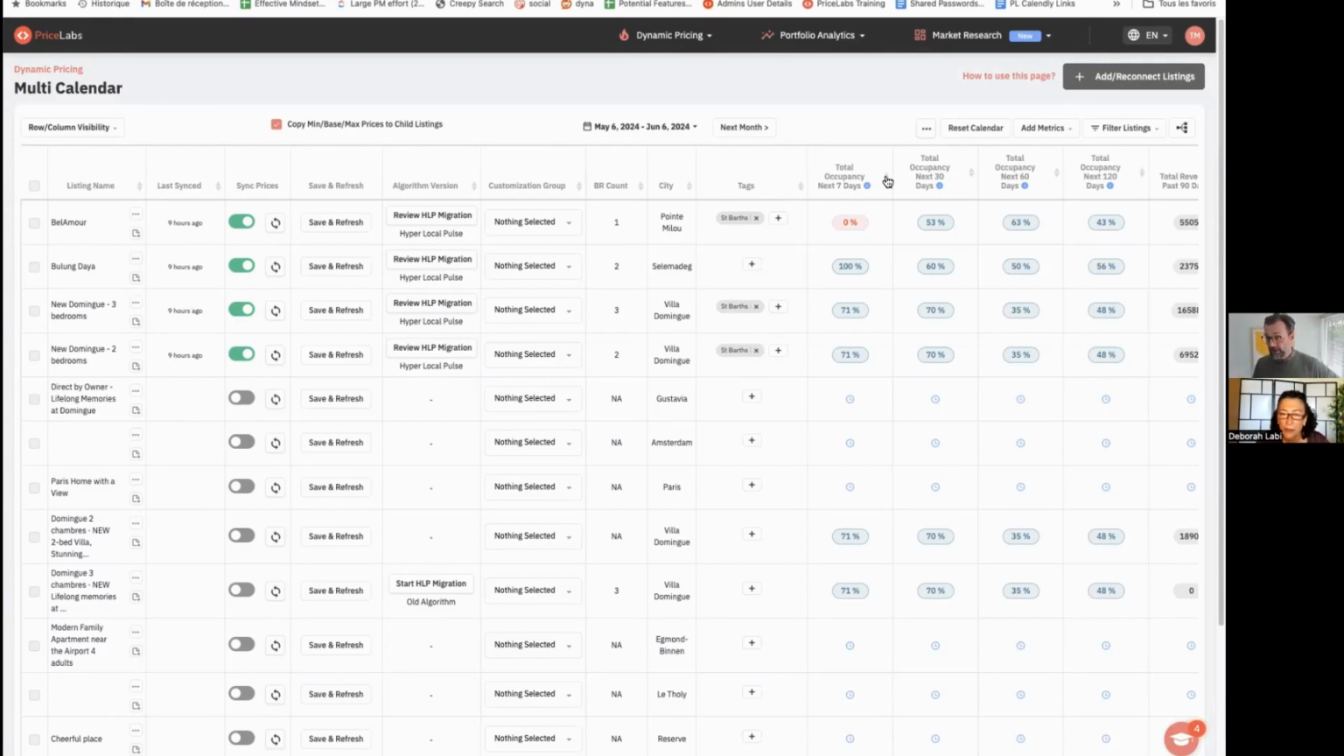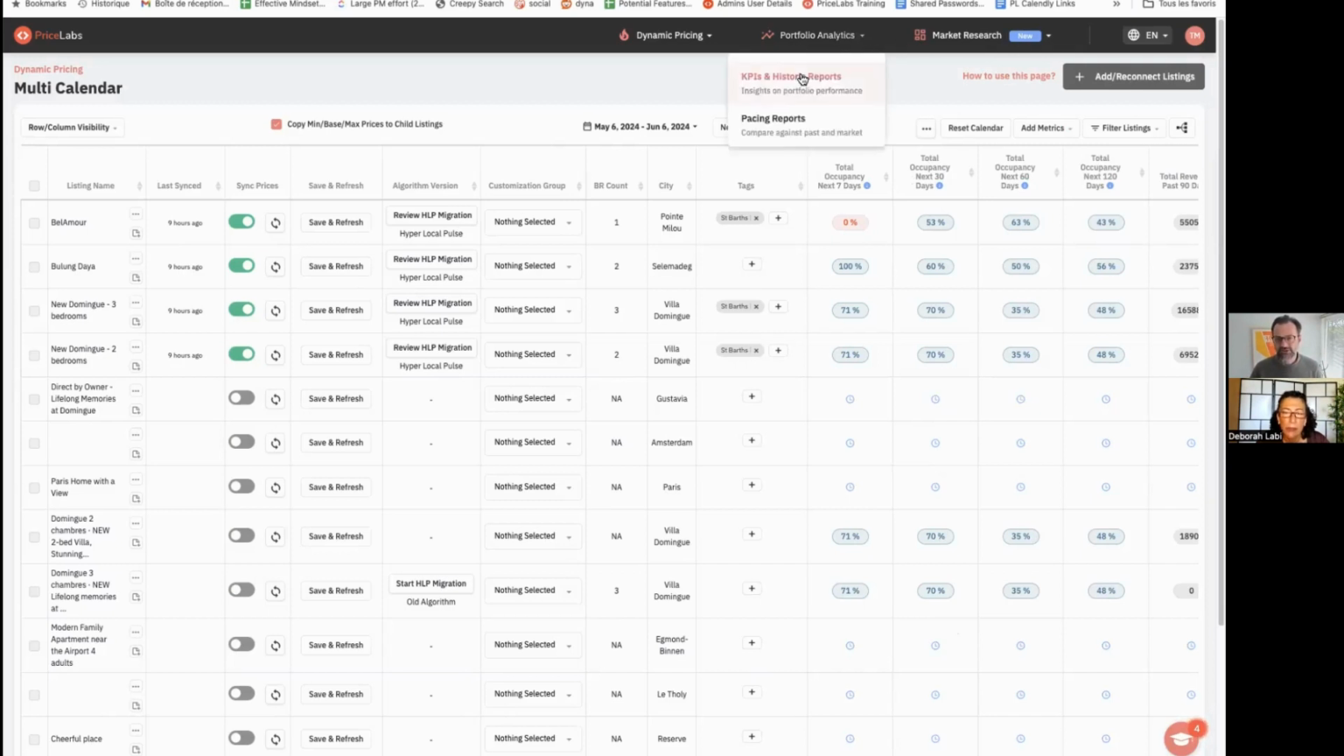You save time again. We have default metrics, you can pick yours and see the ones where you think you need to take action. That's where we help you save time. You can create a group and apply the same rules of lengths of stay, minimum pricing for a set of properties. But also, you save time because we help you see what's not doing well. We do this kind of thing.